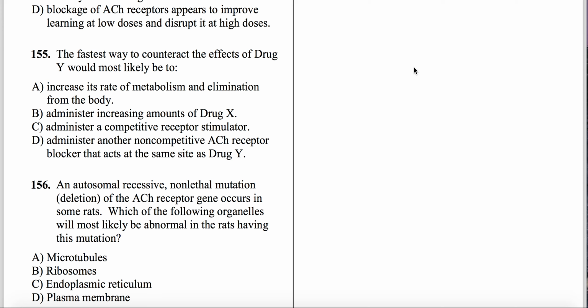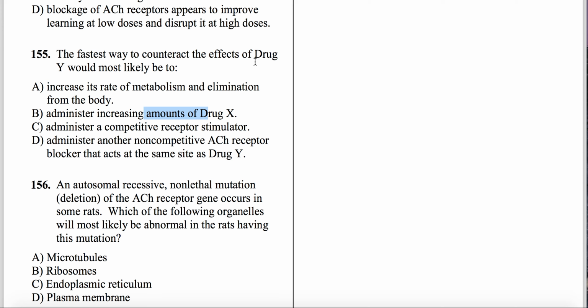155. The fastest way to counteract the effects of drug Y would most likely be to what? Increase its rate of metabolism and elimination from the body. Okay, maybe administer increasing amounts of drug X. Remember that drug Y is a non-competitive inhibitor. Adding more acetylcholine, which drug X kind of does, doesn't do anything. Administer a competitive receptor stimulator. Again, that's the same thing as adding more acetylcholine. Drug Y acts non-competitively, so adding more of the receptor stimulator is not going to do anything.